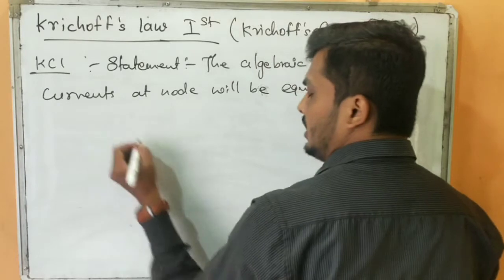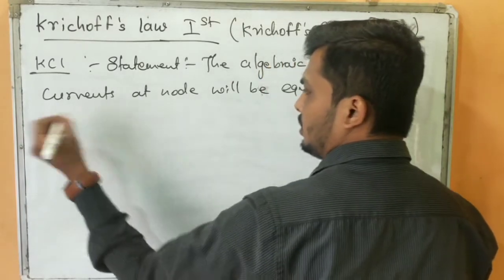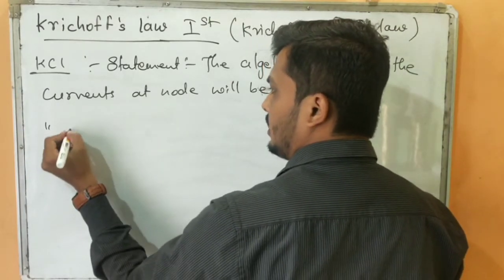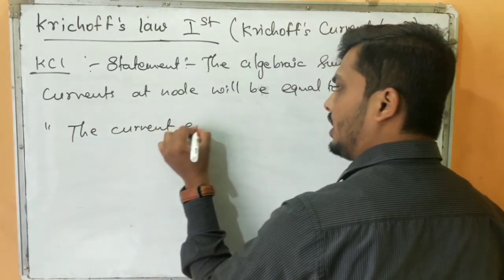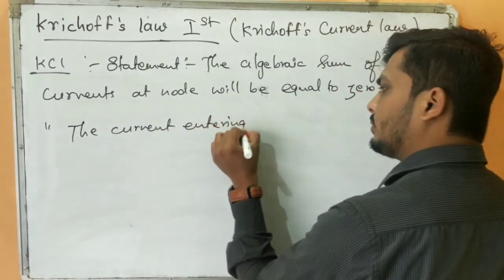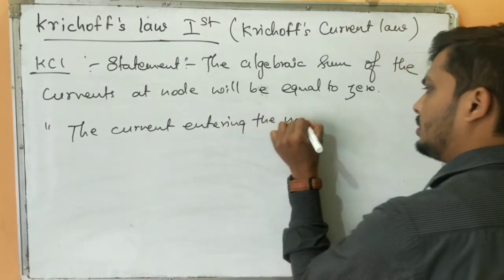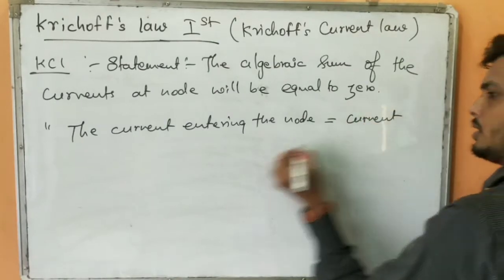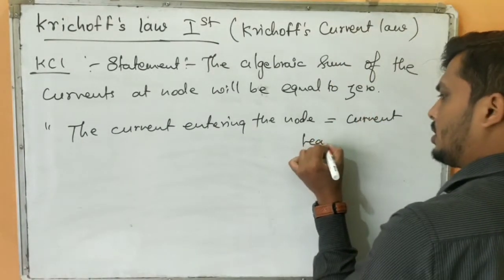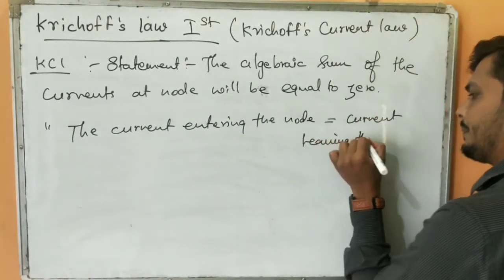In simple words, I would call it an alternative statement: I can write that the current entering the node is equal to the current leaving the node.